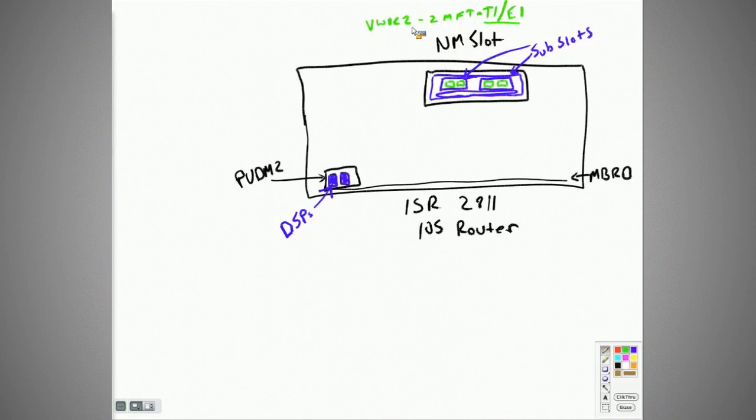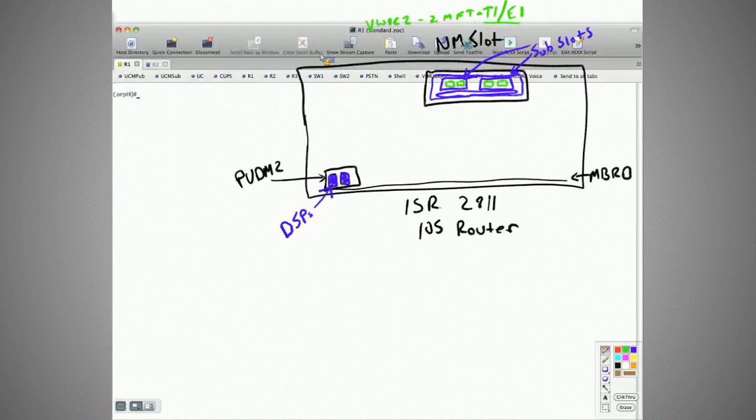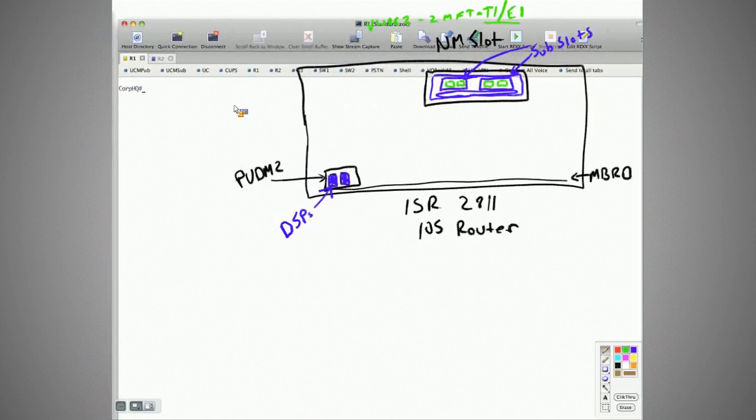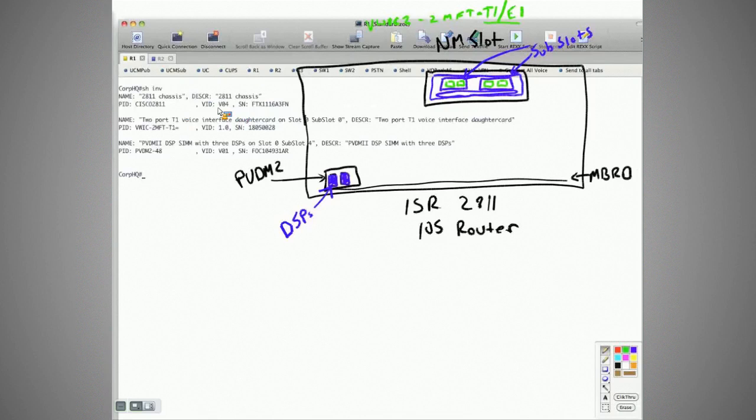Okay, so let's take a look, real briefly, at the router. Go ahead and bring up the corporate headquarter router here, and let's do a show inventory on our 2811. Notice that we have the 2811 chassis. It tells us the serial number in case we care about that.